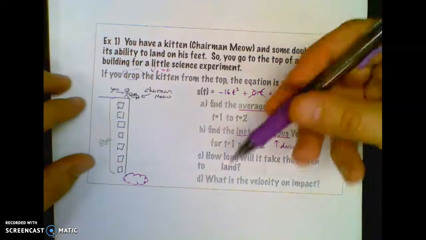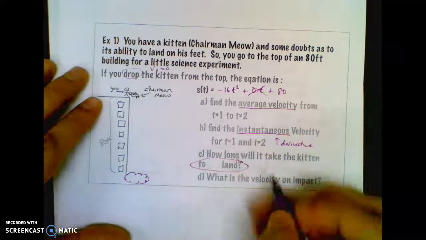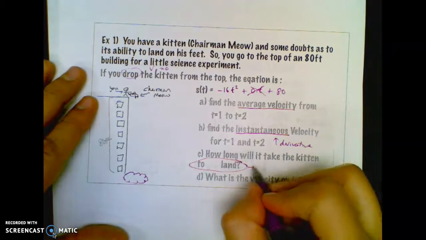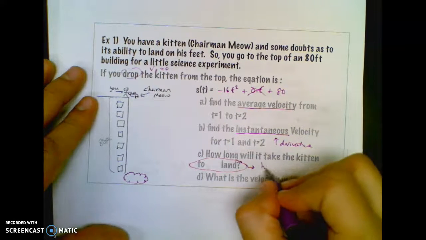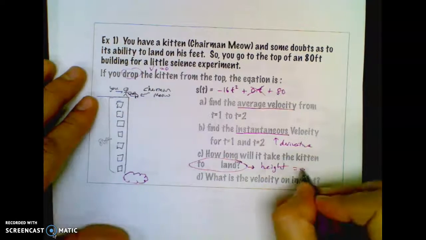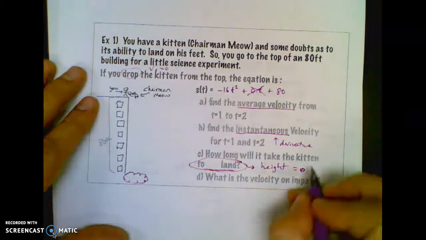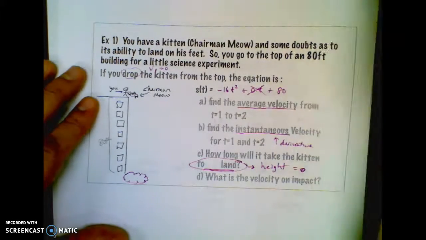so part C is how long will it take for the kitten to land? That's a little sneaky question that you got to translate. You got to be like, land. What does land mean? Land means its height above ground equals 0. So that was a sneaky way of asking. You got to decode some of these. You got to find when height equals 0.